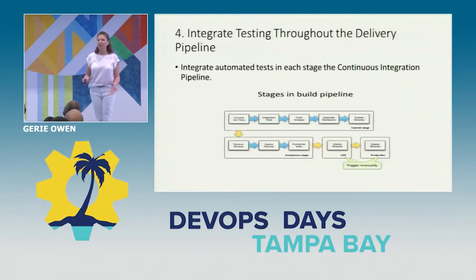Integrate testing throughout the pipeline. The automated test should test at each stage in the pipeline, and actually it should also test the pipeline itself. Because if you don't do that, then you're going to wind up with bottlenecks.